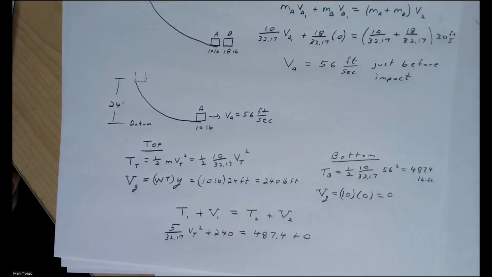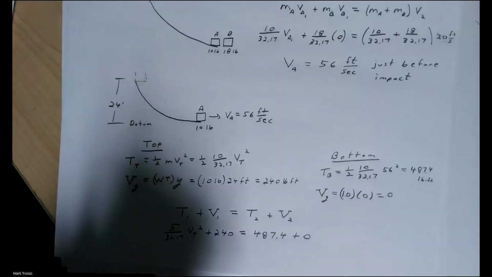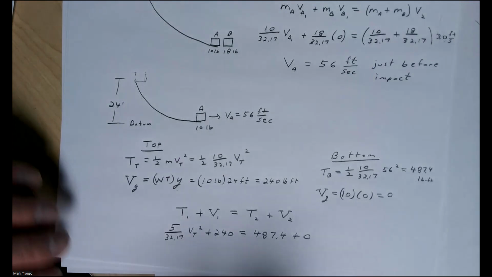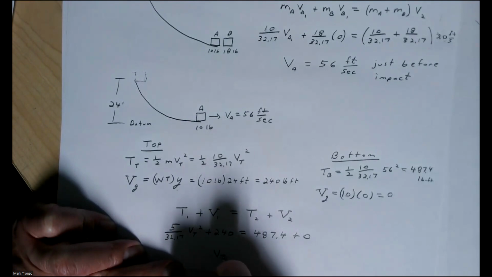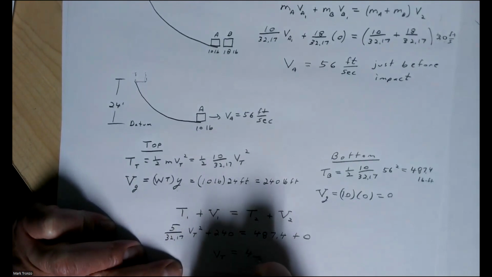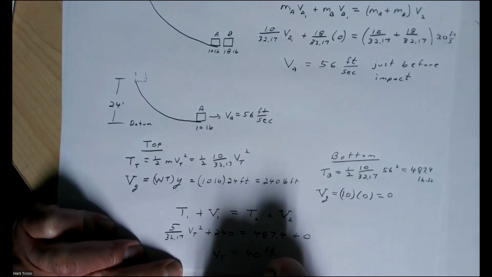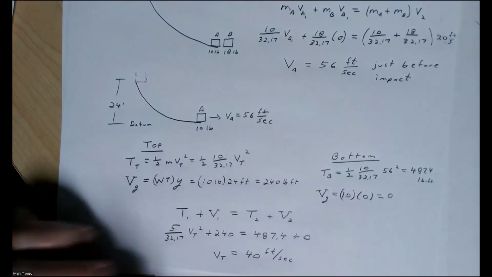And let's calculate this. Minus 240 times 32.17. And so it looks like the velocity squared is 5091.8. If we take the square root, we get 39.9. You could maybe round off to 40. So the velocity at the top is going to be 40 feet per second.